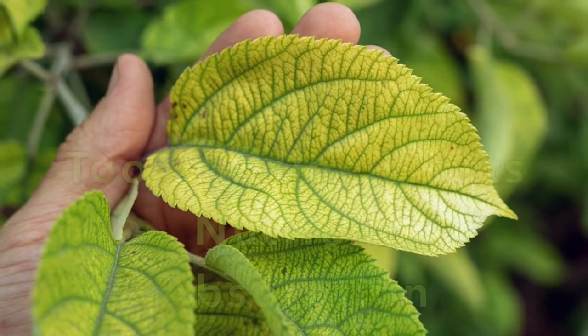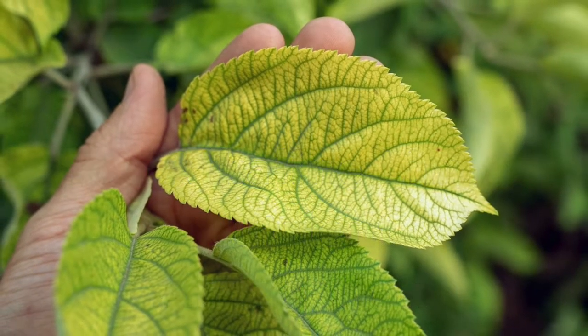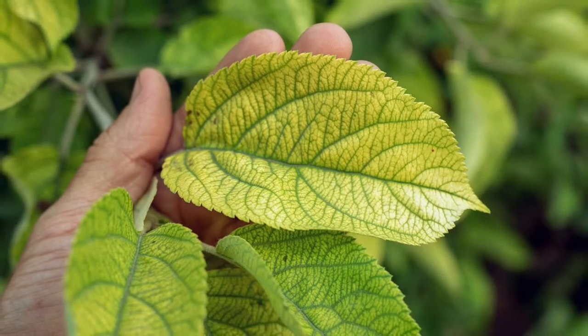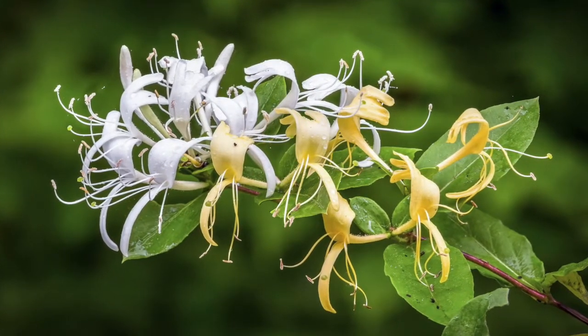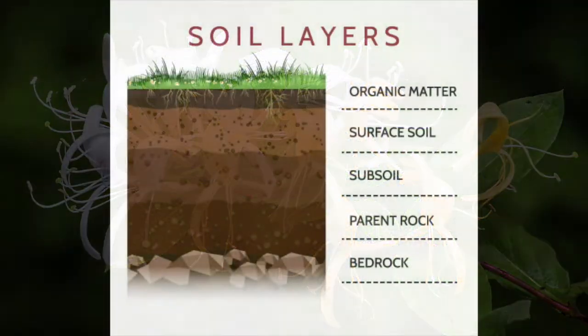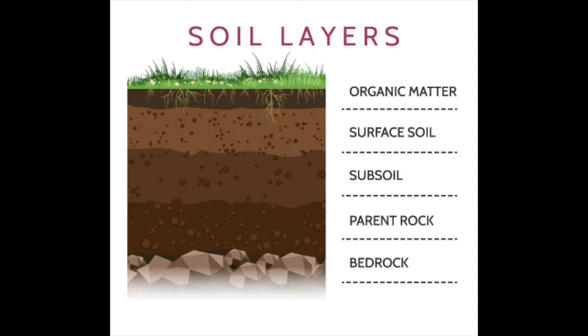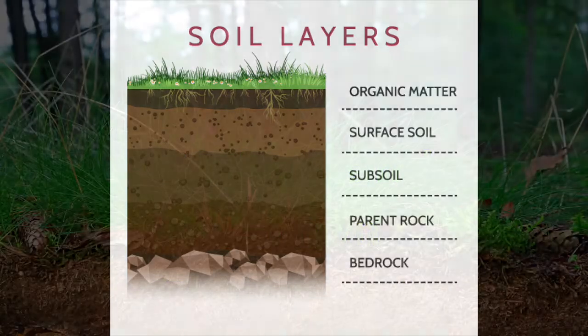If their soil is too alkaline, they cannot absorb nutrients and will become iron deficient and produce poor or no flowers or fruit. Other plants, such as lavender and honeysuckles, require alkaline soils. Since soil usually contains a good amount of organic material, carbon and carbon compounds are the main components of topsoil.